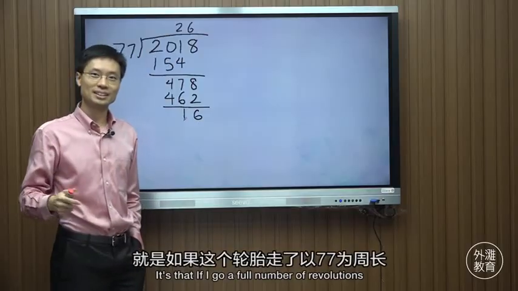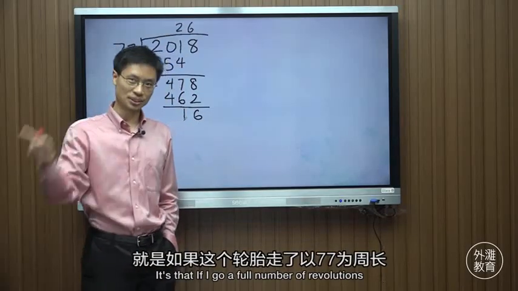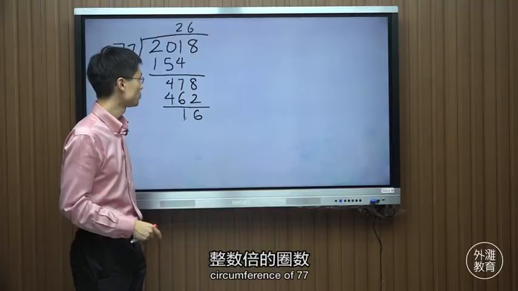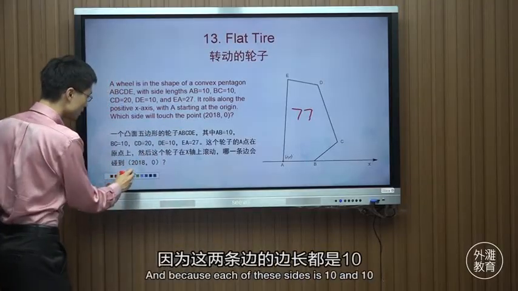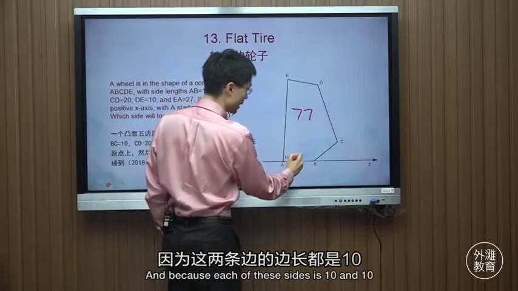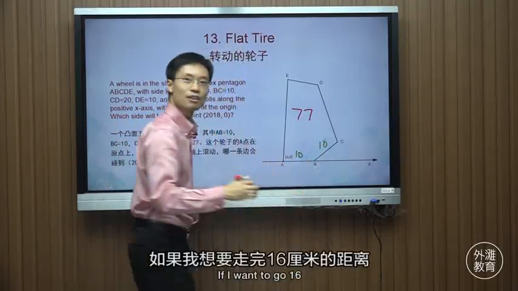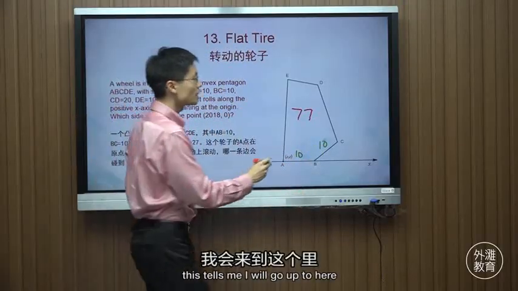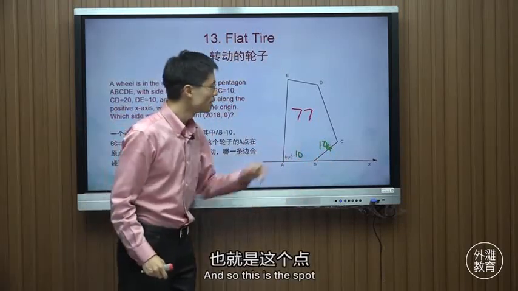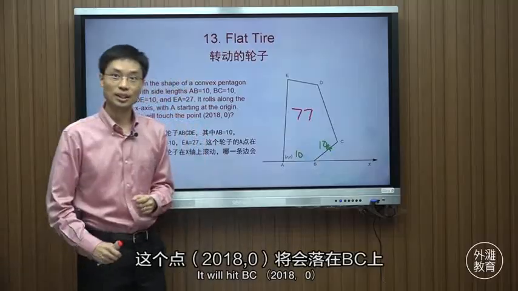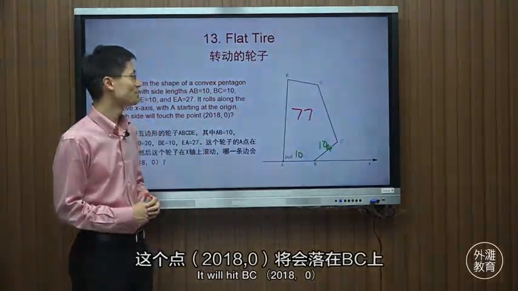And so what this means is that I go a full number of revolutions of circumference 77, and I have an extra 16 afterwards. And because each of these sides is 10 and 10, if I want to go 16, this tells me that I'll go up to here. And so this is the spot. It will hit BC. 2018, 0 will hit BC.